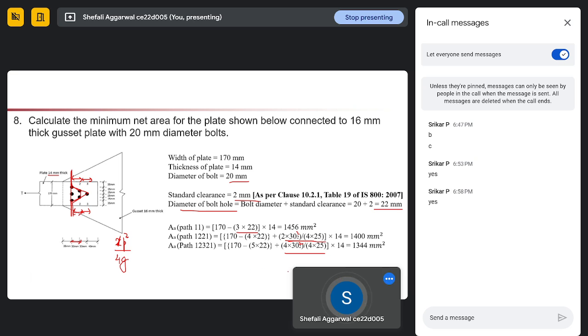So using this formula, we are calculating 3 areas, right? Out of these 3 areas, which is the minimum area? So minimum area is given by 1344 mm square. Okay. Is this question clear?